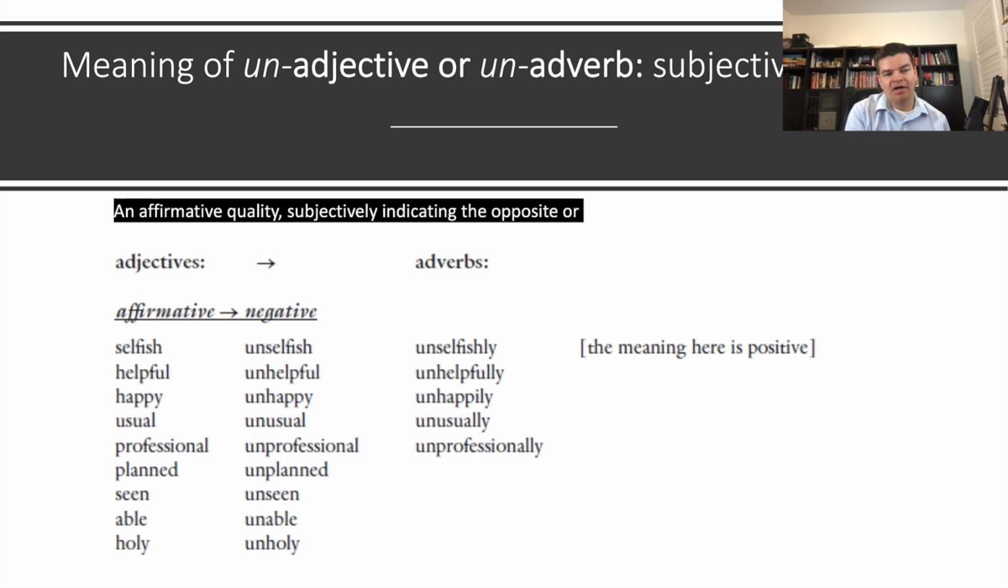Meaning of un plus adjective or un plus adverb. So it's a subjective negation. We have selfish, unselfish, unselfishly, helpful, unhelpful, unhelpfully, happy, unhappy, unhappily, usual, unusual, unusually, professional, unprofessional, unprofessionally, planned, unplanned, seen, unseen, able, unable, holy, unholy.